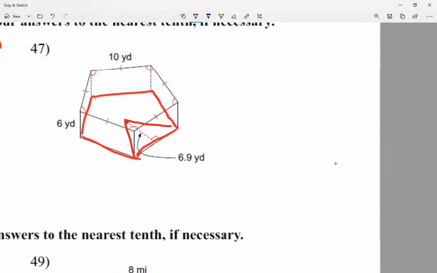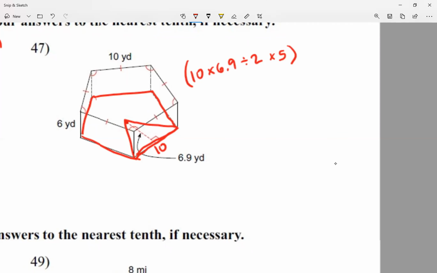Now I'm looking for triangles. I know each measurement outside is 10. So for that triangle, I will go 10 times 6.9 divided by 2. My result, I'm going to multiply this by 5 because the base has 5 sides. All of that is just the base.